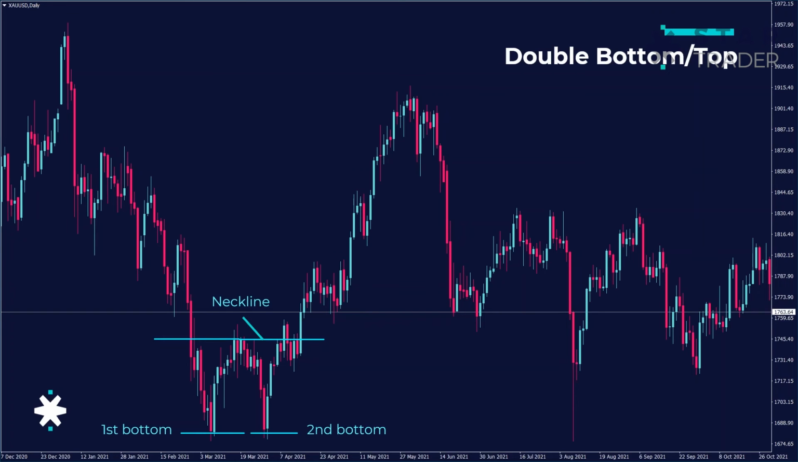If we are looking at this pattern here, we can see that prices went down and hit a certain level. Prices went down here and hit a certain level. We caused the first bottom. This is a support level because prices hit here and went up again.